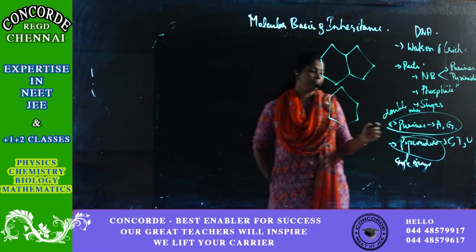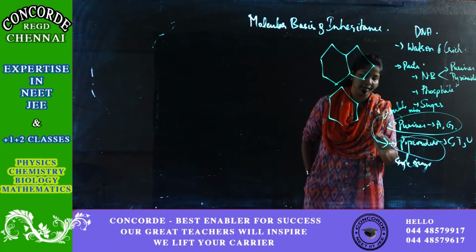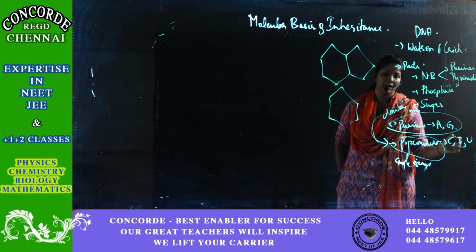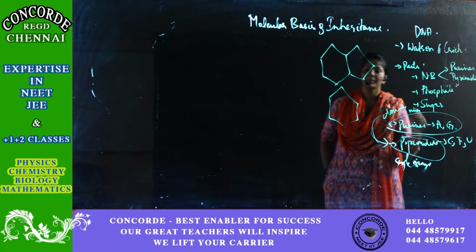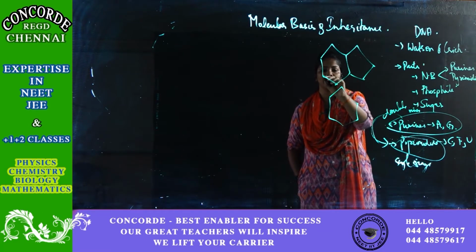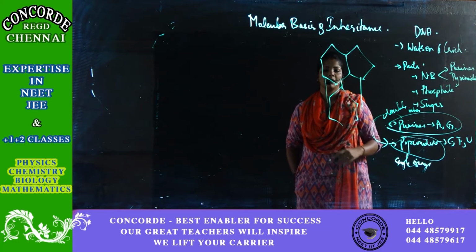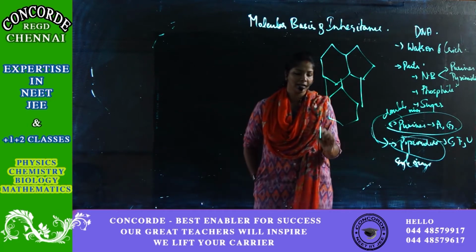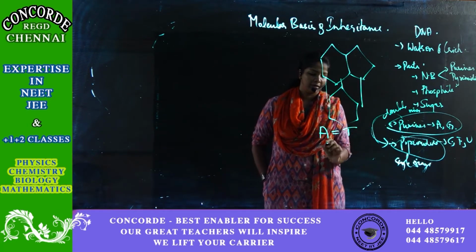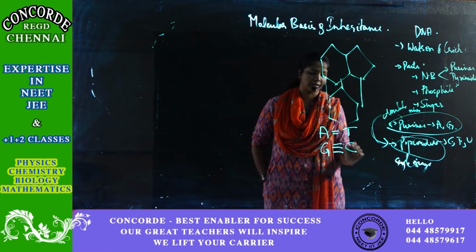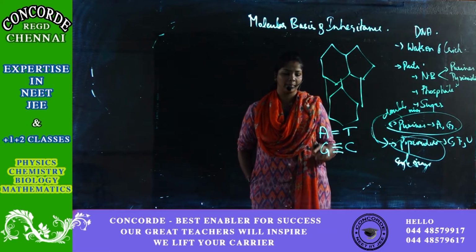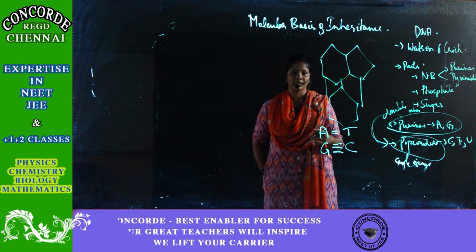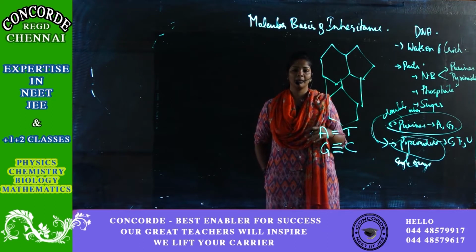Now, purines always pair with pyrimidines. Adenine will pair with thymine, and guanine will pair with cytosine. The adenine and thymine bond will be a double bond, and the guanine and cytosine bond will be a triple bond. So this is how the pairing happens.